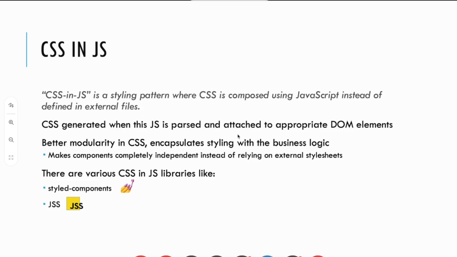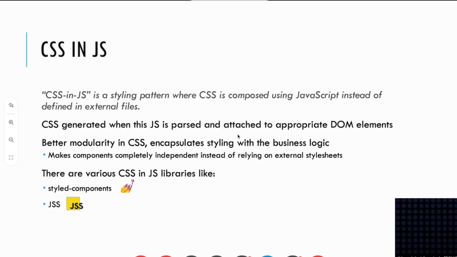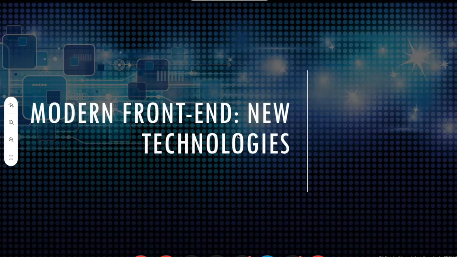Now what this enabled was that your components, like for example your login form, were more self-independent. Basically, it did not depend on somebody else to make sure that the style sheet is included. It could encapsulate all the styling it needed with its business logic, and it can independently be used anywhere. Now, there are various CSS in JS libraries today, like styled-components and JSX. Okay, so these are the concepts that I wanted to talk about which came about due to modern front-end development. Now let's take a look at some of the new cool technologies that came into being with this modernization.